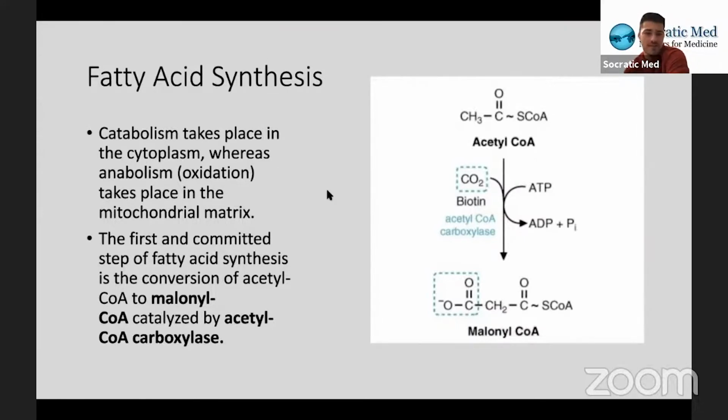So the first and committed step of fatty acid synthesis is the conversion of acetyl-CoA to malonyl-CoA, and it's catalyzed by acetyl-CoA carboxylase. So the first step of fatty acid synthesis is its committed step. So once that happens, it's turning into a fatty acid, whether it likes it or not. And that's right over here. So we have the acetyl-CoA. CO2 is actually taken in. ATP is hydrolyzed into ADP, and it also uses biotin. Acetyl-CoA carboxylase. I believe biotin is the cofactor for acetyl-CoA carboxylase.